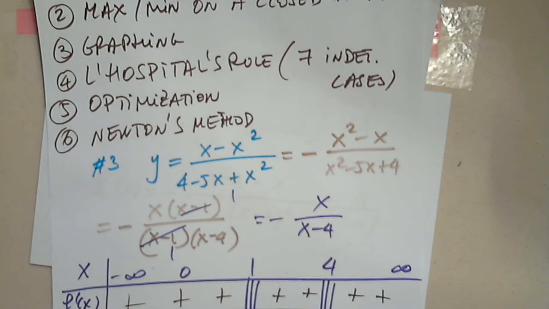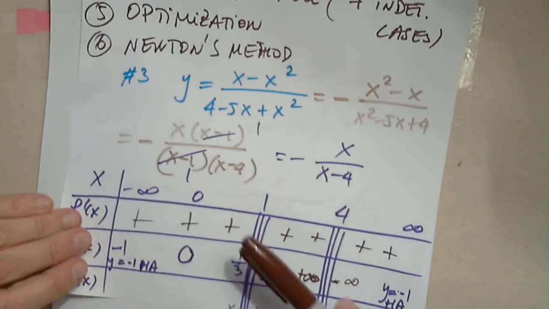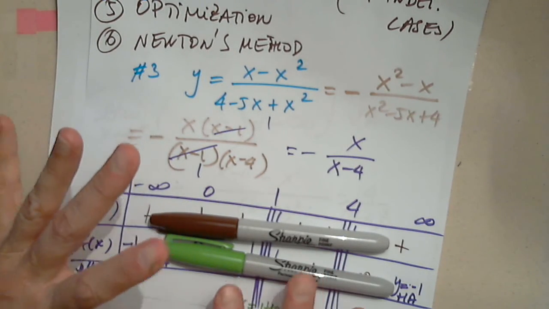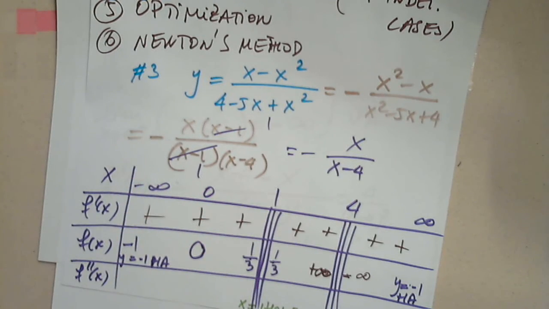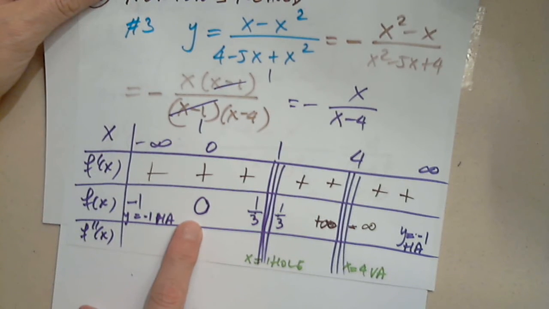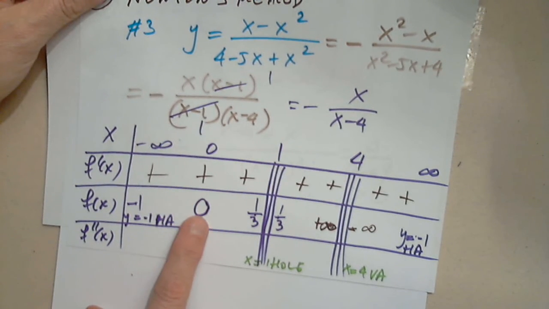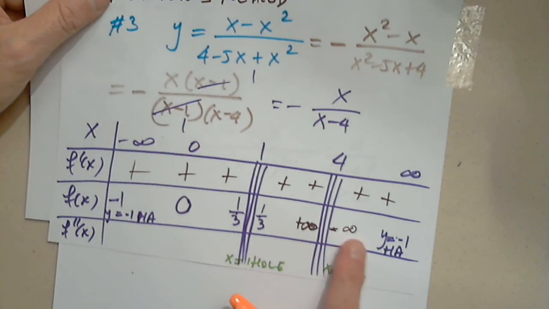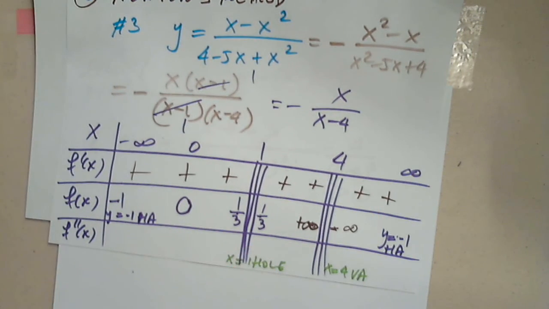So now, I'm checking whether these two are working well. If they're not, I'll say oops, and go back to the drawing board. From negative 1 to 0, it's going up, yes. From 0 to 1/3, it's going up. From 1/3 to infinity, it's going up. From negative infinity to negative 1, it's going up. It looks fine.